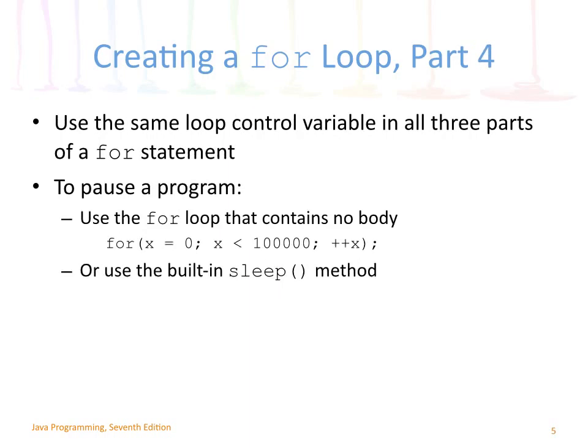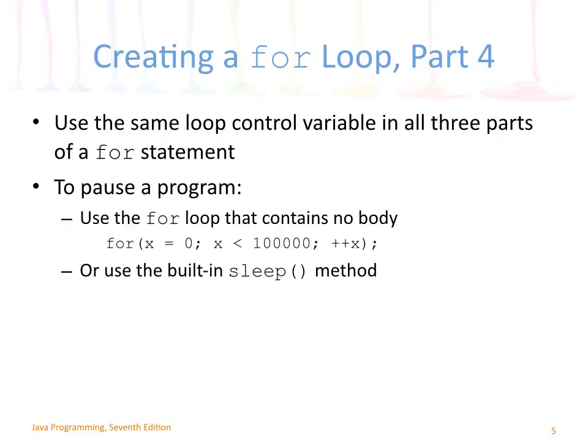You do use the same loop control variable in all 3 parts. So for example, for x equals 0, x less than 100,000, ++x. Notice that we've used x in each expression. If you don't, then you're going to have some kind of logic error, if not a syntax error.